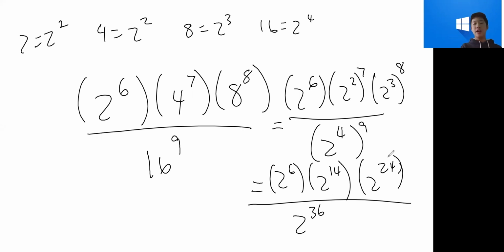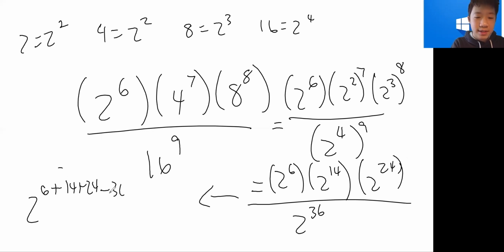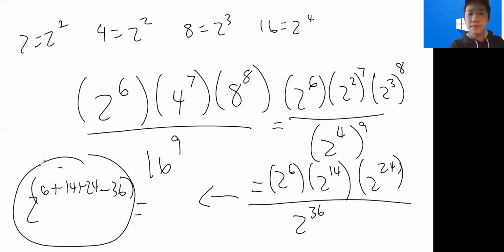And then in the end, we'll just do adding everything on the top and subtracting everything on the bottom now, because now we have all of them in the same base. 6 plus 14 plus 24 minus 36. And you can go ahead and solve that yourself. But this is the answer.